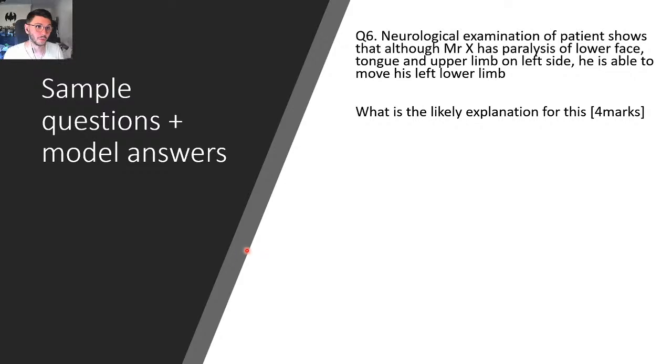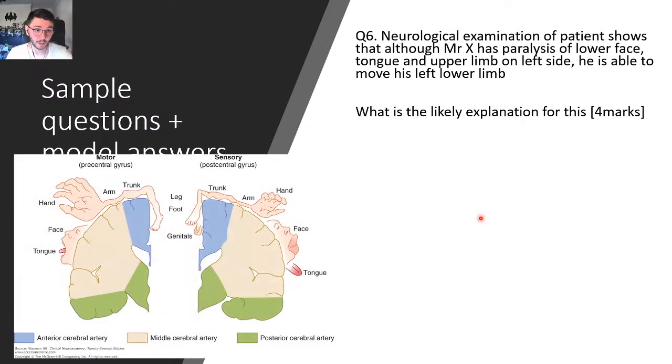So this is one of the final questions here. We have a neurological examination of a patient which shows that Mr. X has paralysis of his lower face, tongue, and upper limb on the left side, but he's able to move his left lower limb. What is the most likely explanation for this? So this is where we finally talk about the human homunculus.